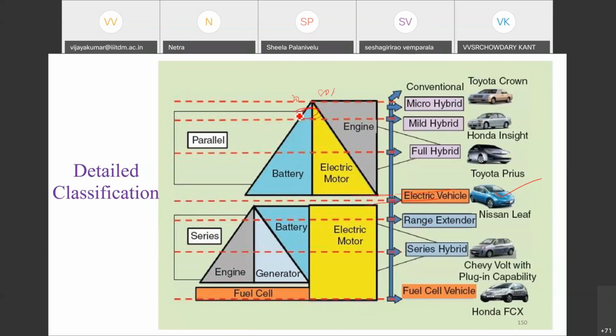Then a mild hybrid vehicle is roughly 40, 60: your battery and electric drive provide 60% and the engine 40%, right? That is mild hybrid. If I say it's a full hybrid, the battery and electric drive play the major role, and another 20 to 30% is your IC engine. So this is a full hybrid vehicle. Here the battery, motor, that means the machine, and the engine play the major role in the hybridization.